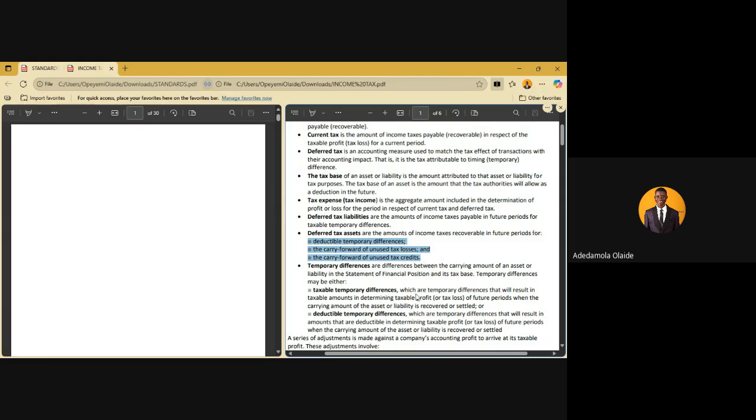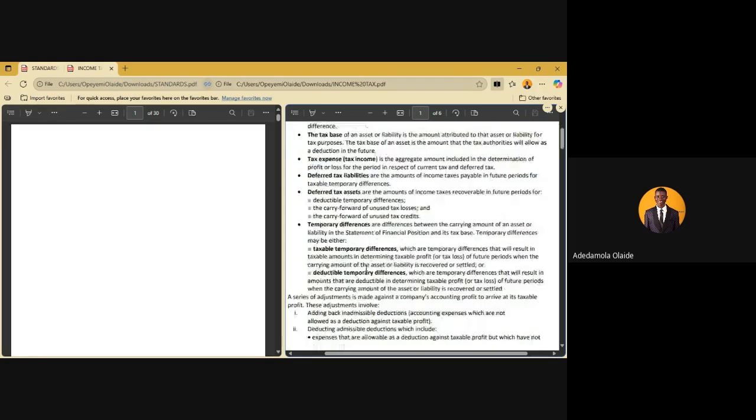So that is that. When we say temporary difference, it's just the difference between the carrying amount of an asset or a liability and its tax base. And it can be a taxable temporary difference, and it might also be a deductible temporary difference. It is taxable where in future it will result into additional tax liability for us. And it will be deductible where in the future it will result into a tax asset for us.